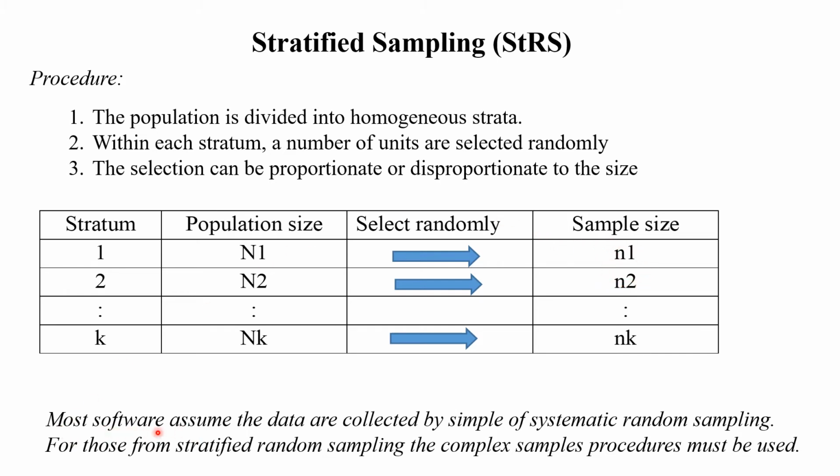Most software, let's say SPSS, that is going to analyze the data, they assume systematic or simple random sampling. The data selected by stratified random sampling then is called a complex sample. So complex sample, the data must be analyzed using complex sample data analysis. That's the only disadvantage. These two, the basic SPSS software can use. But here, the procedures you have to use complex samples. Right? So it's a third method for data collection.